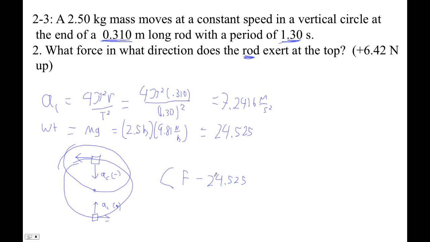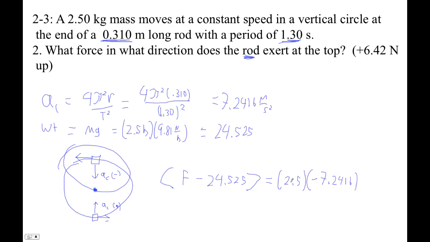This is just a mass on a string problem with the added twist that we could be accelerating down possibly faster than gravity, so this force could be negative. But other than that, it's just like dancing, just like ballet. So here at the top, remember this centripetal acceleration is down. Why is it down? Because it's always toward the center. When you're at the top, the center is below you, so it's negative 7.2416.